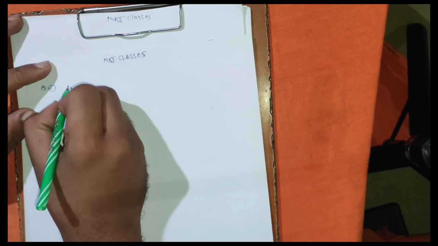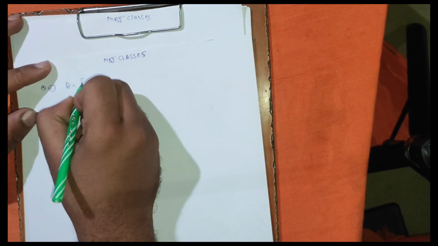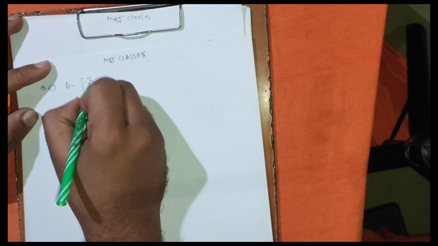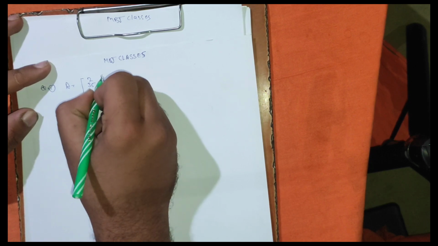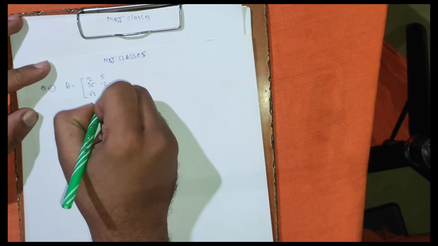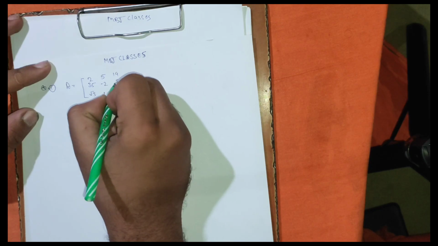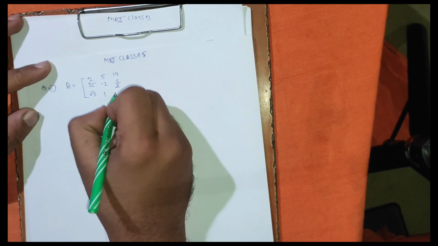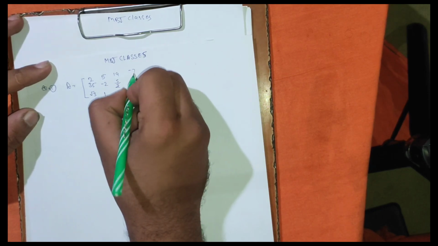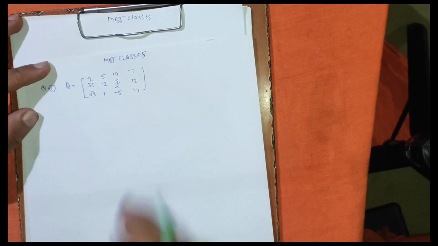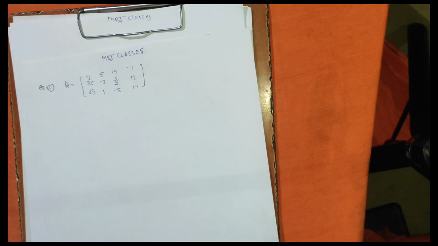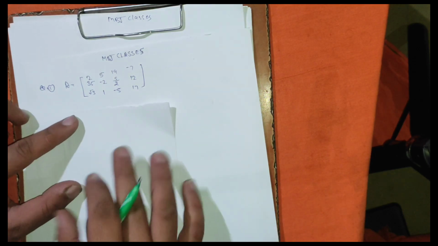In question number 1, first I have the matrix, which is 2, 35, root 3, then 5, minus 2, 1, 19, 5 by 2, minus 5, minus 7, 12 and 17. This was my matrix. Okay, now let's explain some little concept of the order.